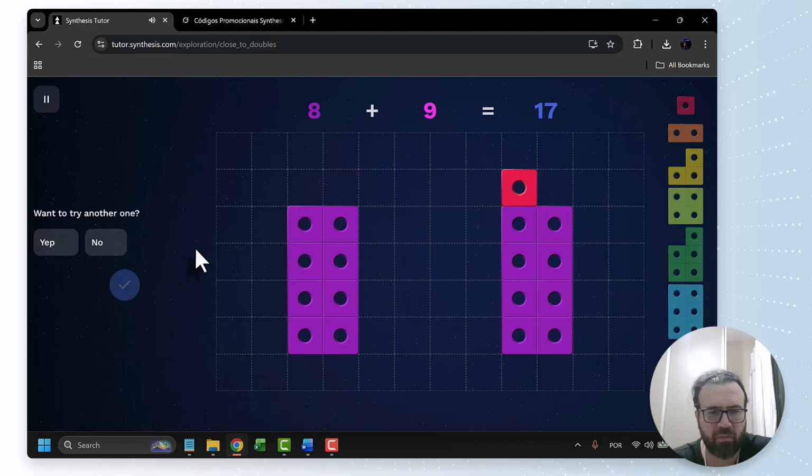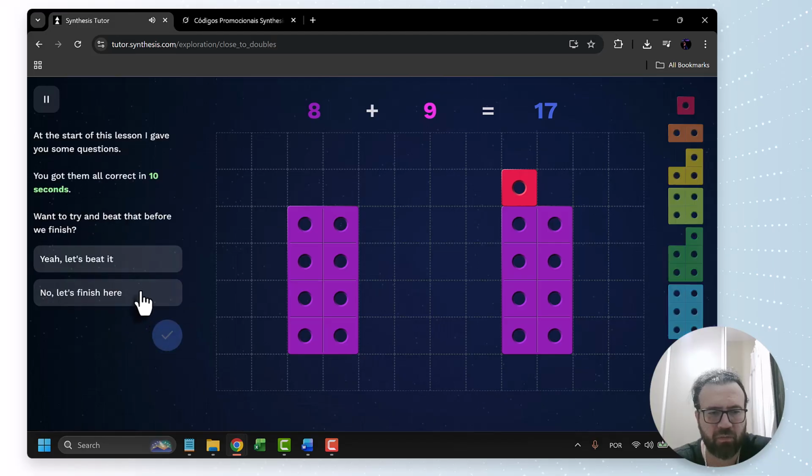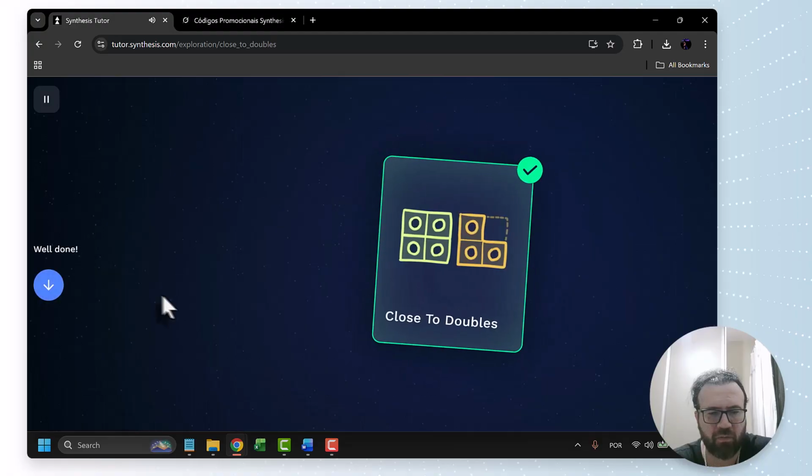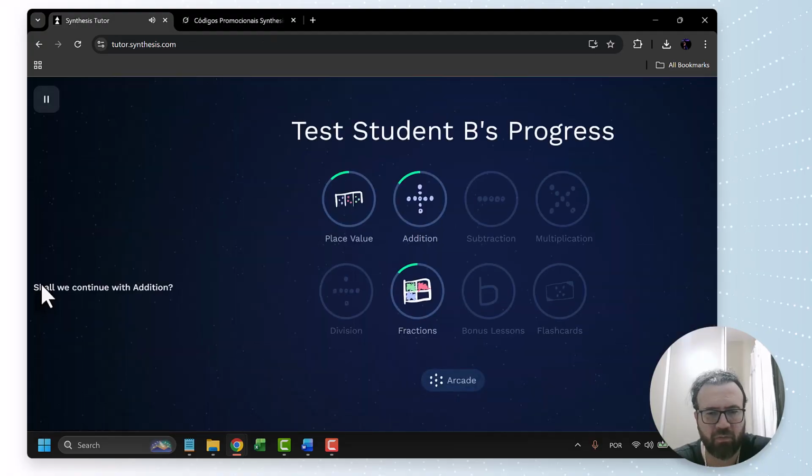Want to try another one? At the start of this lesson, I gave you some questions. You got as you wish. Want to try a game of true or false next? Well done. Shall we continue with addition?